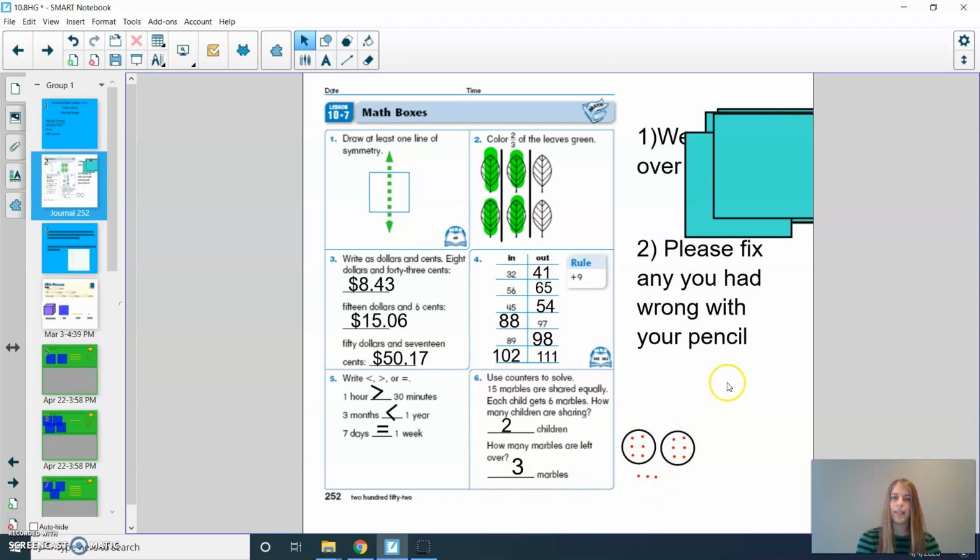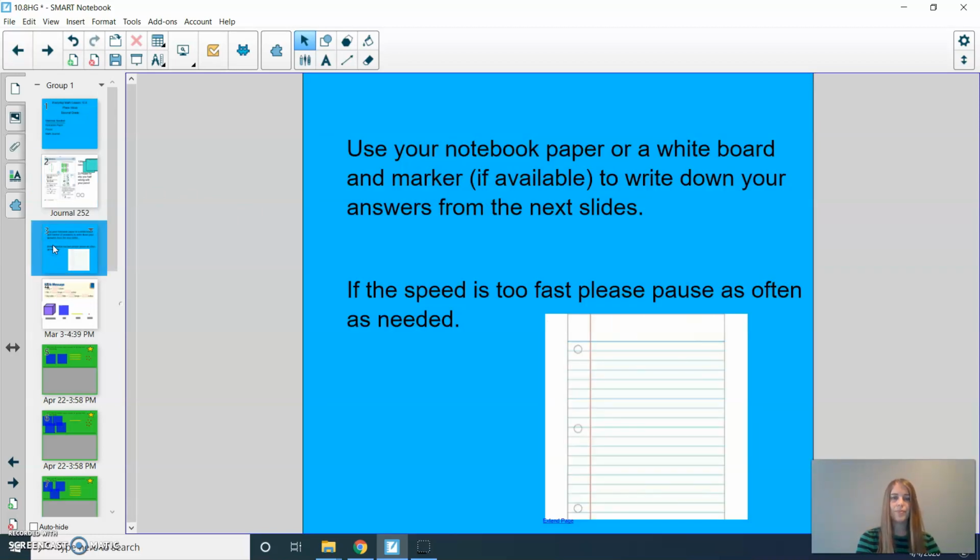Again, if you notice that you had any wrong, please fix your mistakes with your pencil. And if you have any questions, you can ask your classroom teacher. If you can take out your notebook paper or whiteboard and a marker to write down your answers from the next slide. If the speed is too fast, please pause as often as needed.